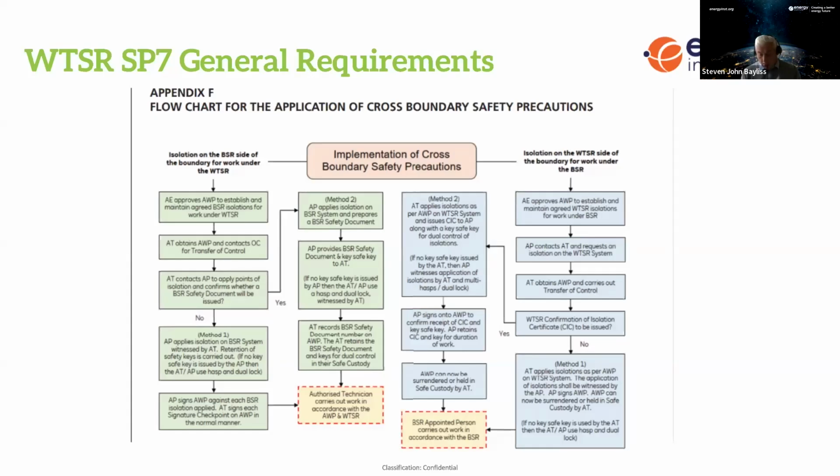Okay, the AP signs onto the AWP, confirming receipt of the CIC and the safety key. The AP retains the CIC and the key for the duration of the work. The AWP can now be surrendered or held in safe custody. And then the final part of this, the boundary safety rules: the appointed person carries out the work in accordance with the boundary safety rules. Okay, so if you could move on to the next slide.